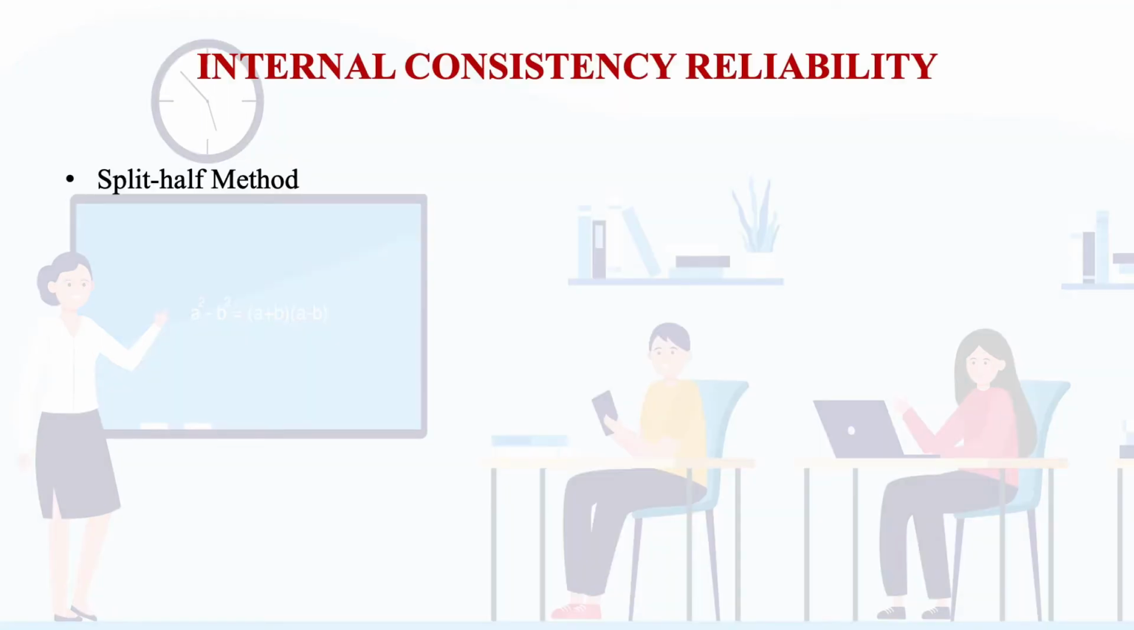And further, now we will discuss internal consistency reliability. Here, in internal consistency reliability, two methods are there. One is the split half method, the other is the rational equivalence method. So friends, now let us try to understand what the split half method is and what the rational equivalence method is.